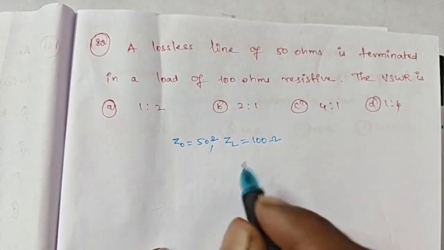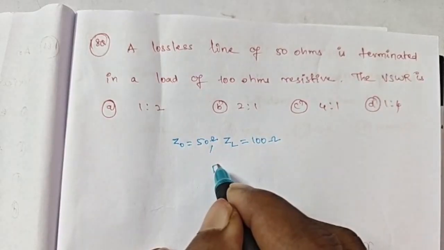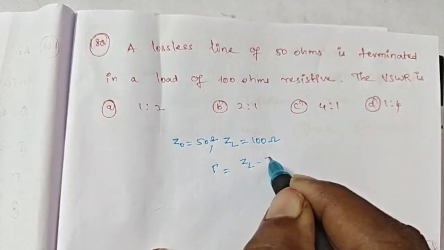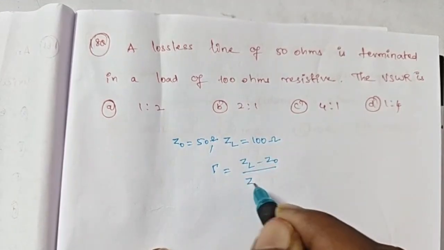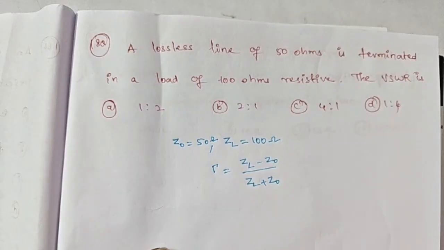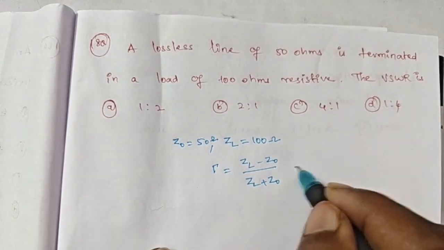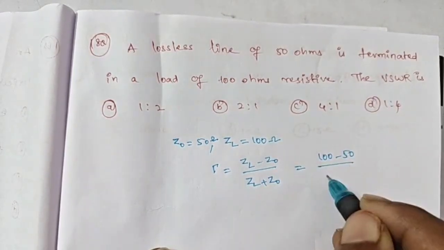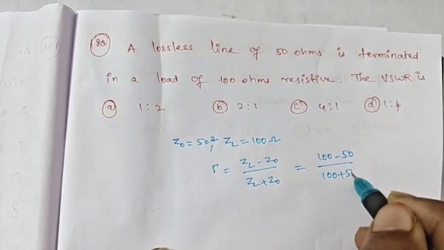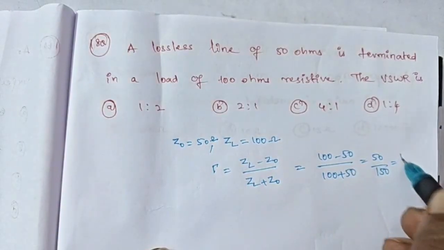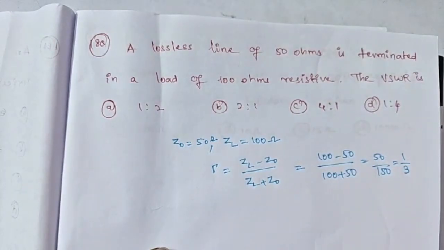To find the VSWR, first we need to find the reflection coefficient. Gamma is equal to (ZL minus Z0) by (ZL plus Z0). Okay, this is the relation of reflection coefficient in terms of load impedance and characteristic impedance. So ZL is 100 minus Z0 is 50, by 100 plus 50, which is 50 by 150. So the reflection coefficient is 1 by 3.